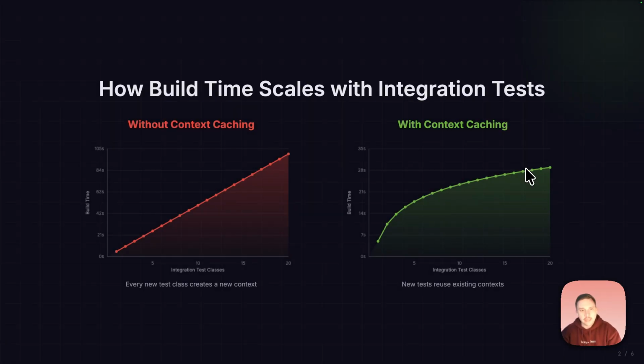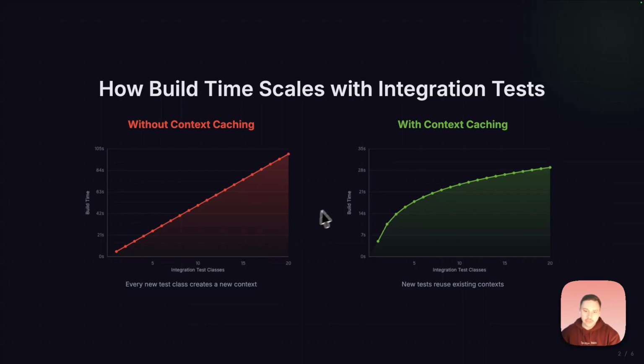So let's take a look at the problem Spring developers have if they are not aware of this context caching mechanism. On the left side, you see a graph of the build time that scales linearly with the amount of integration test classes. With each new integration test that gets added to the project, the build time linearly increases up until a point where the team decides we have to do something, and they either parallelize the test suite or they take a look on how to reduce it.